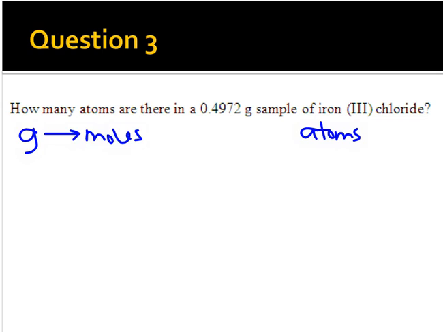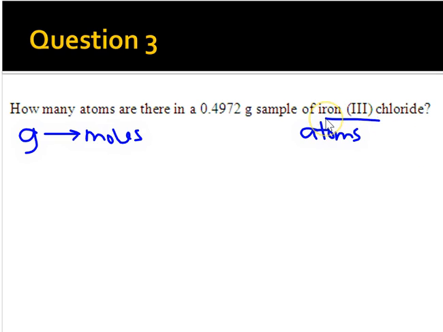Alright, once you are in moles, you can get to anything. Now, we're trying to get to atoms, which is a particle. Anytime you are trying to get from moles to a particle, you're going to use Avogadro's number. But be careful, with Avogadro's number, it's always 6.022 times 10 to the 23rd of whatever it is that you have. So you have to take a look at what it is that we're looking at.